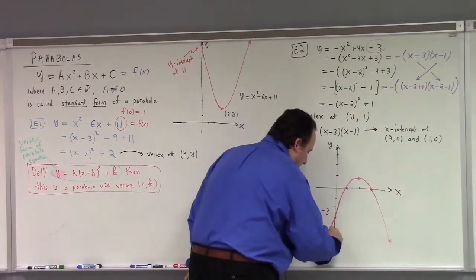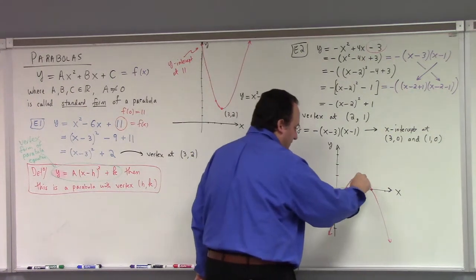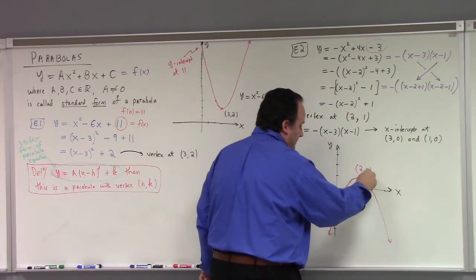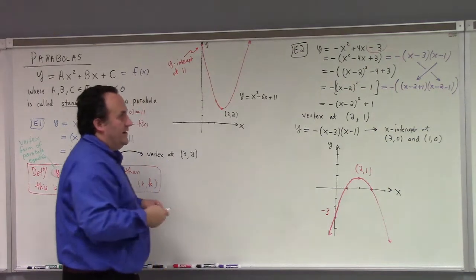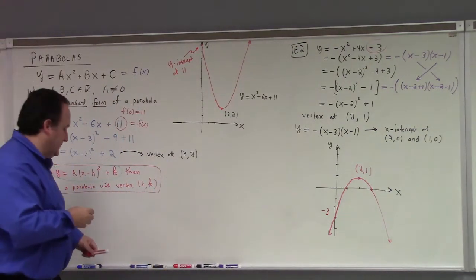All right, anyway, so there you go. There it is, the vertex, (2, 1). And there you go, that's y equals minus x squared plus 4x minus 3.